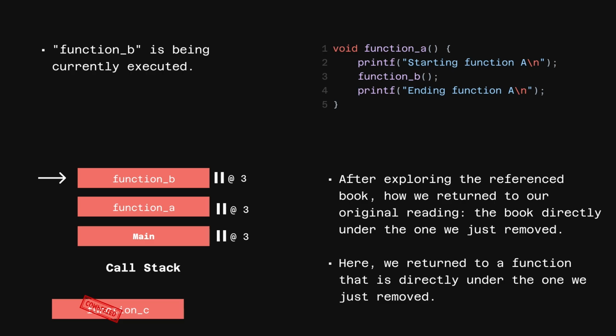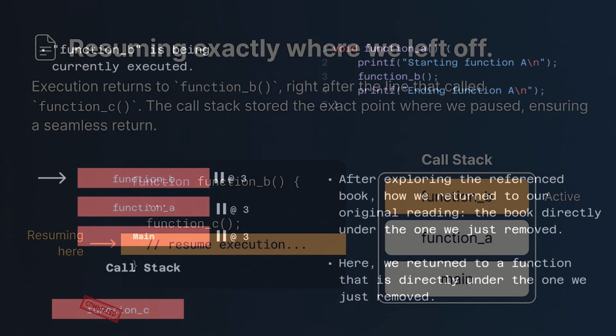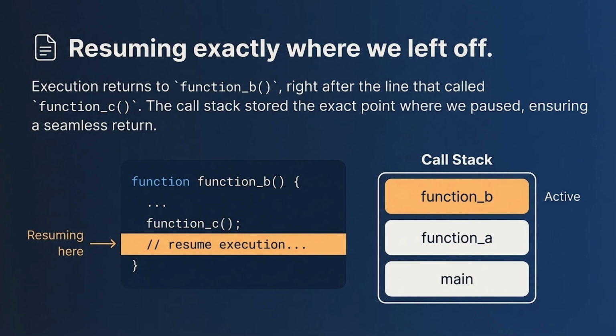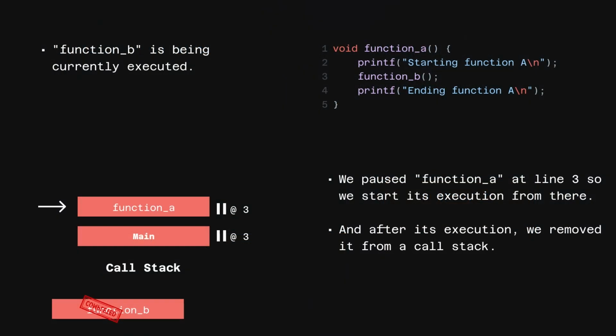When we called function C from within function B, we saved the point where we paused execution of function B, specifically line 3 on the call stack. This allows us to return to function B and resume execution from line 3 once function C has finished. Function B's execution is considered complete when all its lines of code have been executed or when a return statement is encountered. Once function B has finished executing all its lines, it's considered complete and is removed from the call stack. We then return to function A.